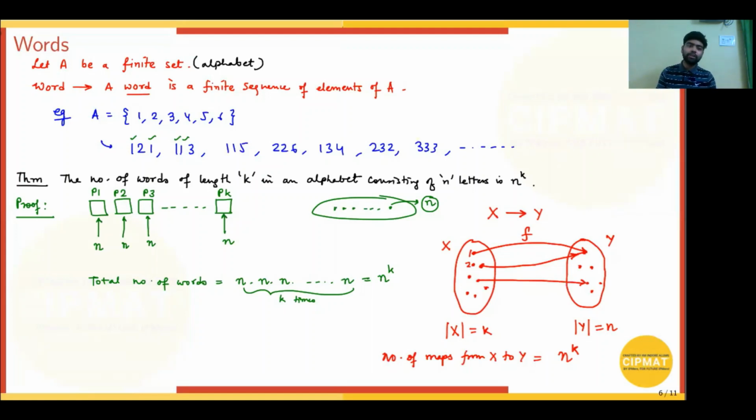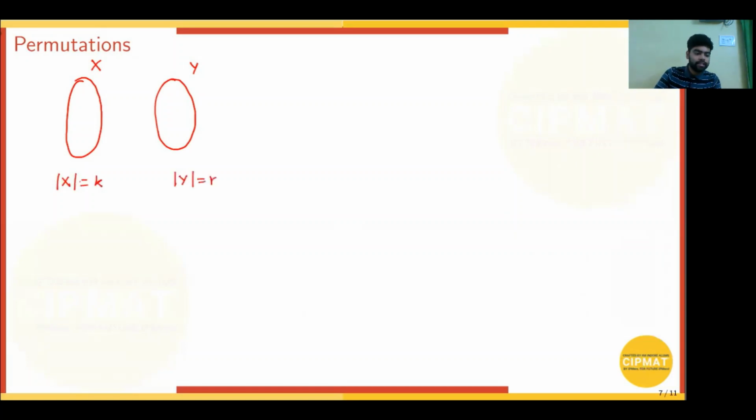Now let's introduce two more concepts. One is the concept of permutations. Another one is the concept of k permutations. So let's see what all these things mean. Suppose you have a set x, and you have another set y. Let's say that the number of elements in set x is k, and the number of elements in set y is n.